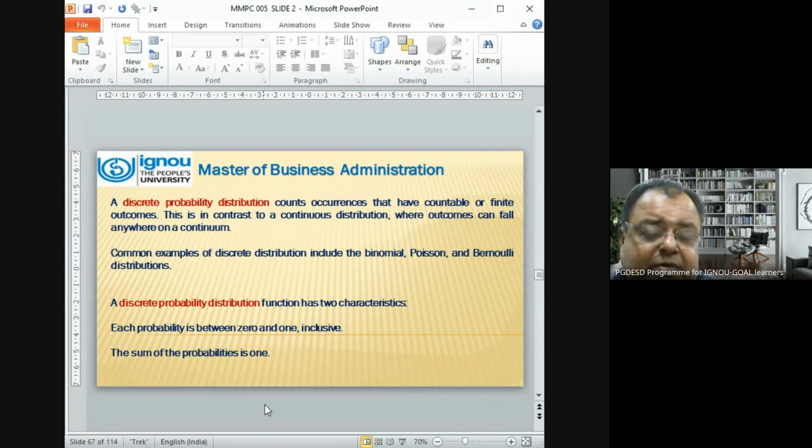A discrete probability distribution function has 2 characteristics. Each probability is between 0 and 1 inclusive, and the sum of the probabilities is 1.